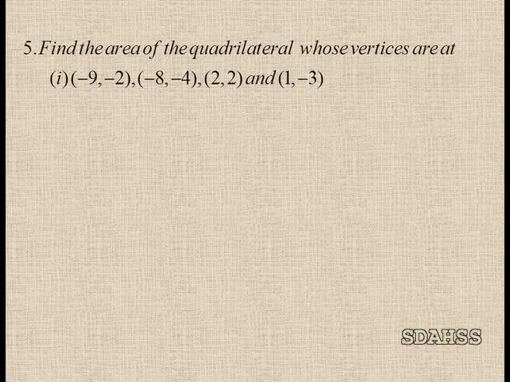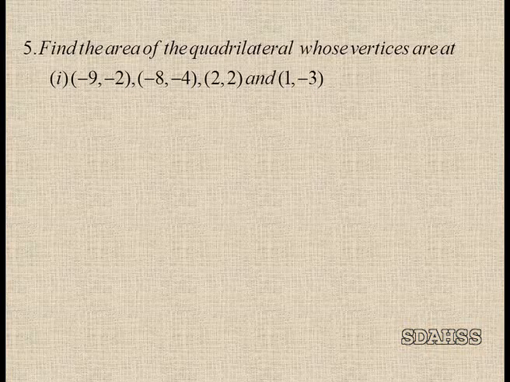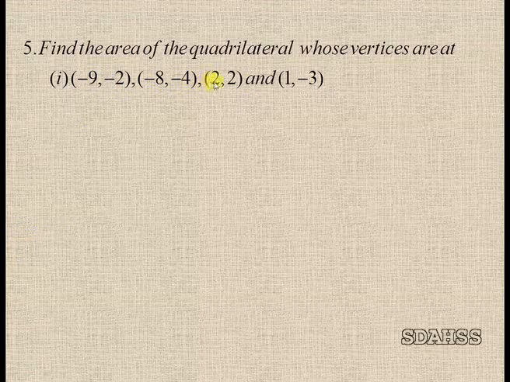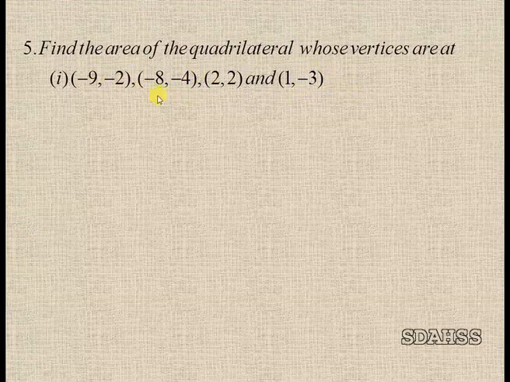Fifth sum. Find the area of the quadrilateral whose vertices are at (-9, -2), (-8, -4), (1, -3) and (2, 2). Here 4 vertices are given to you. We want to find the area of a quadrilateral.